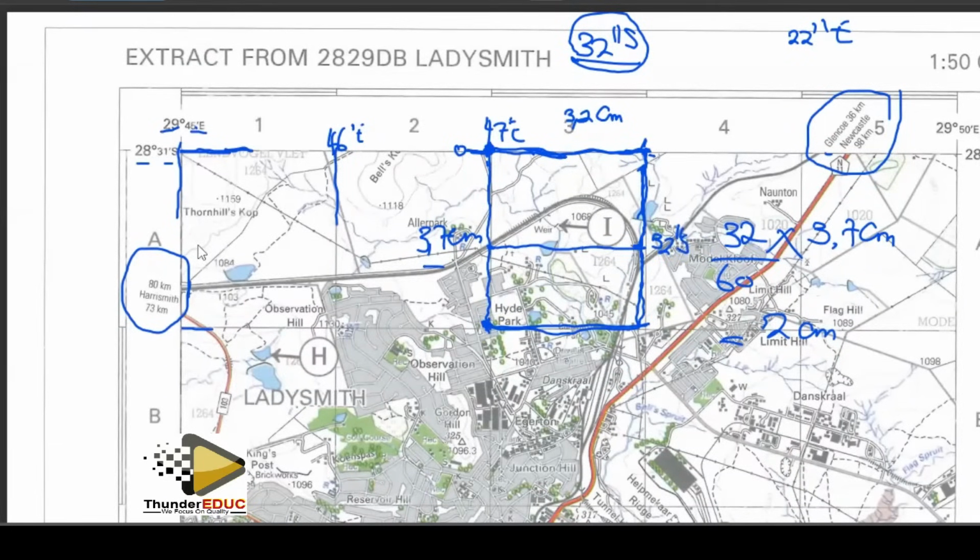You do the same for longitude. You want to identify the position of 22 seconds to the east. The distance is 3.2. So you simply say 22 seconds out of 60 seconds times the distance between the two, which is 3.2 centimeters. If you do the calculation, 22 over 60 times 3.2, you get something like 1.2 centimeters approximately.